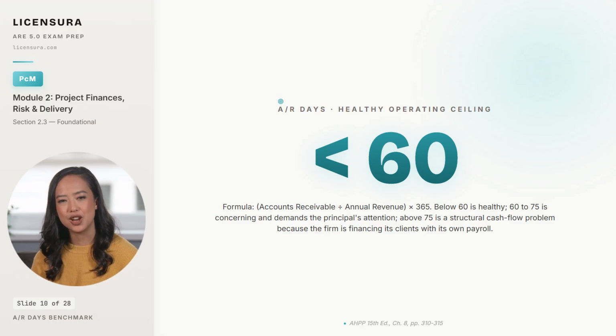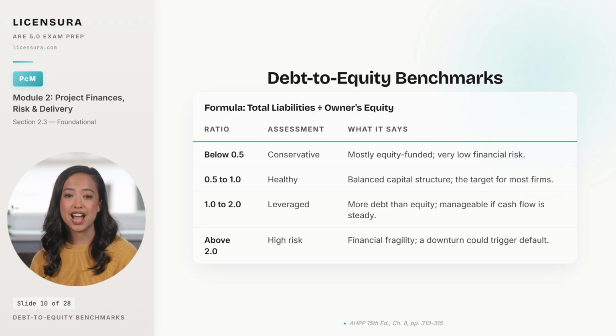The third ratio shifts from short-term cash to the firm's overall capital structure. Debt to equity is the structural ratio. Total liabilities divided by owner's equity tells you whether the firm is built primarily on the owner's invested capital or primarily on borrowed money. Below 0.5 is conservative, mostly equity funded, very low financial risk, often appropriate for a stable boutique that doesn't need to chase capacity.